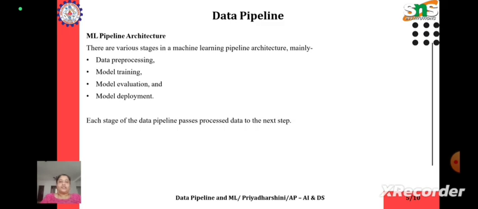models. So we'll see about the pipeline architecture. So there are various stages. So the first one will be data pre-processing, model training, model evaluation, and followed by model deployment.